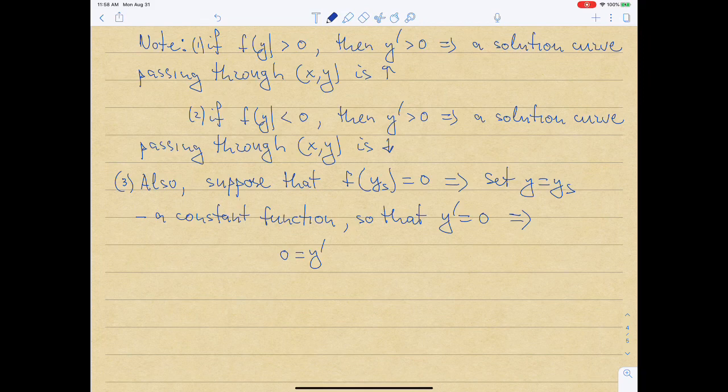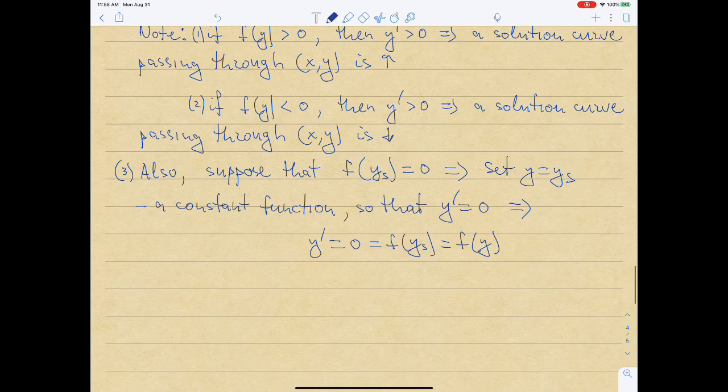but 0 is, okay, let me change the direction of this. Y prime is equal to 0, but 0 is f of ys, right? So f of ys, I assumed is 0. But ys and y in this case are the same because I assumed that y is equal to ys. So then y prime is equal to f of y for this particular function, which means that that function satisfies my original equation.